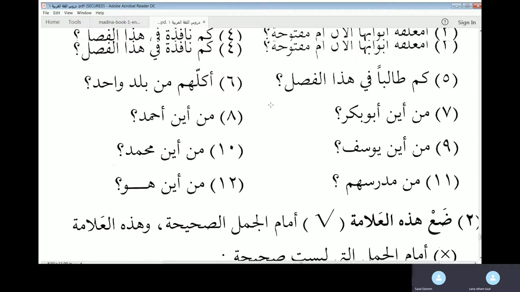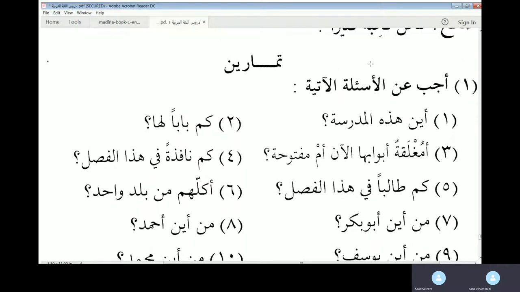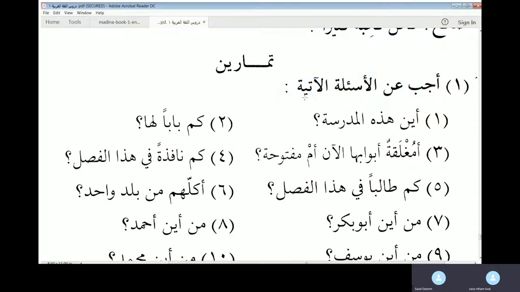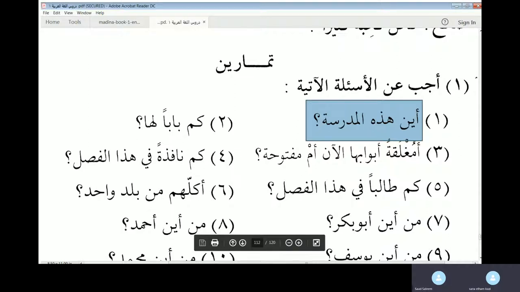Ajib anil asilatil atiyati. Answer the following questions. Aina hadhihi al-madrasatu? Where is this school? The school is near the masjid. Hadhihi al-madrasatu qaribatun min al-masjidi. The school is near to the masjid. Kam baban laha?